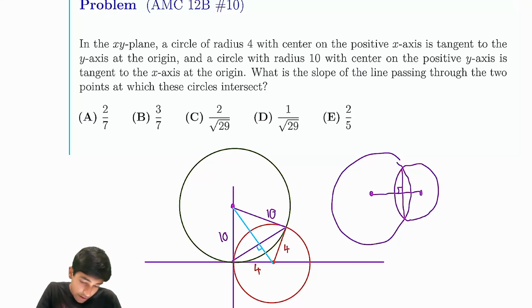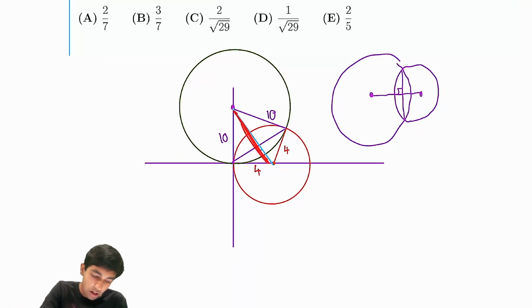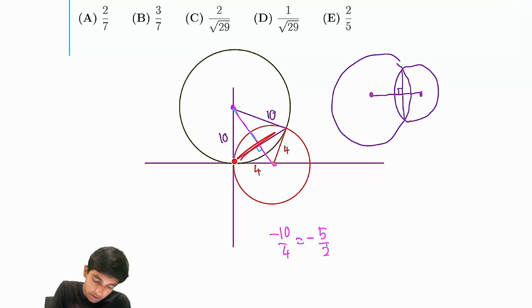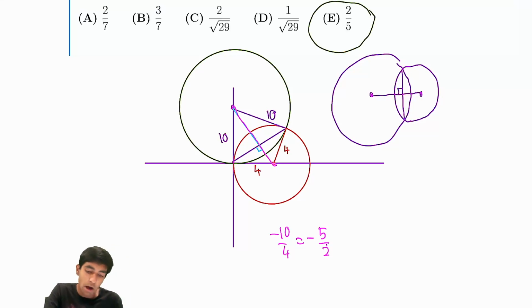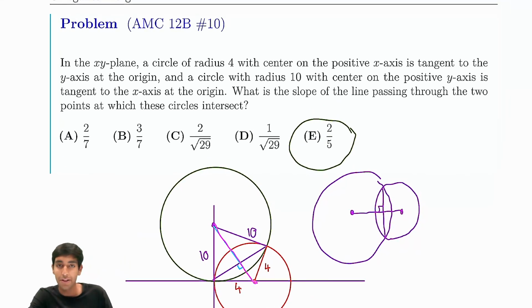So if we're trying to find the slope of this line, all we have to do is find the slope of this line, and then we can use our inverse reciprocal formula. The slope of this line will be rise over run, or we can just see, okay, negative 10/4, so negative 5/2. And then by our inverse reciprocal property, this one is just going to be 2/5. So a pretty nice problem. The key property was just realizing that these two lines are perpendicular. And that's a really common property in geometry. I hope you enjoyed this video.